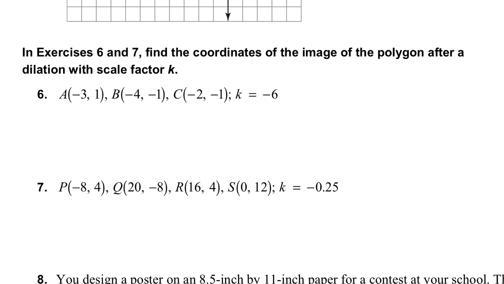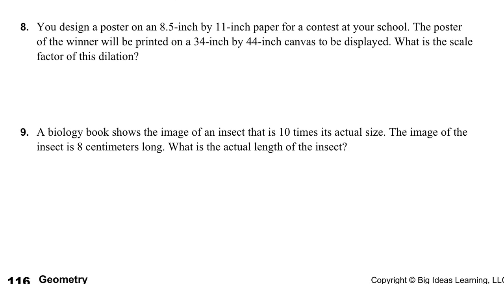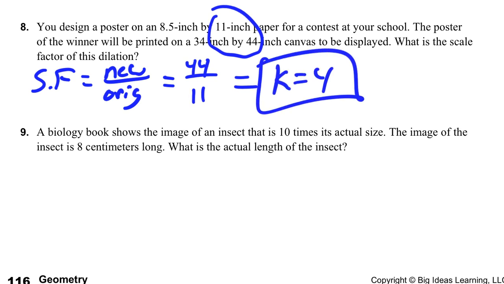All right, we're going to skip the next two. Let's look at 8. Poster, 8.5 by 11. And then another one is printed by 34 by 44. What is the scale factor? So remember, scale factor we talked about is your new divided by the original. So our new one here, let's just look by one dimension. I like the 11 and the 44 because they're easy to use. So our new one's going to be 44. Our original one's 11, which is going to be a scale factor of 4. So 4 times bigger.